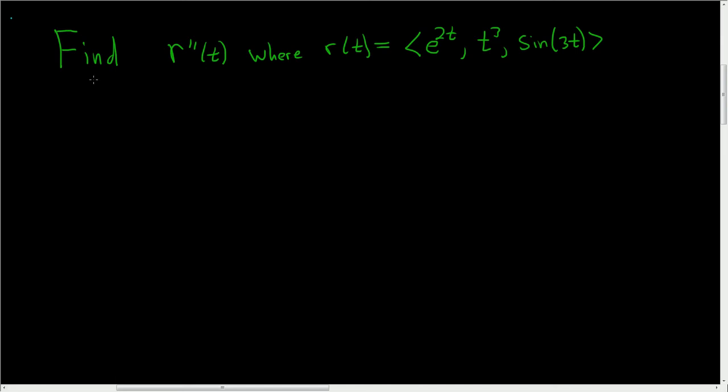You have a vector-valued function, and we're asked to find the second derivative solution. We'll start by finding the first derivative. To find the derivative, we just differentiate each of the components.